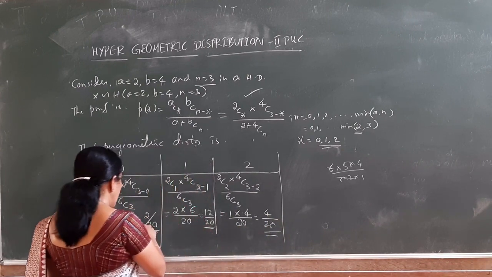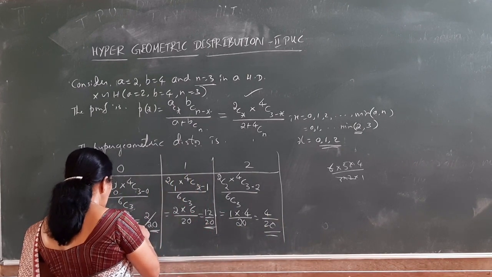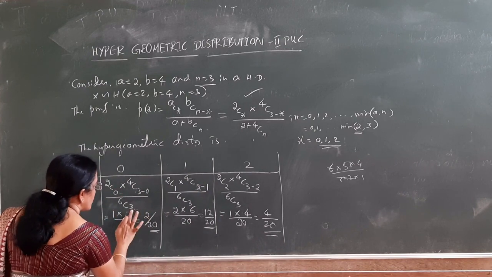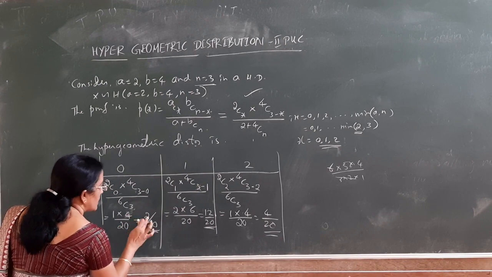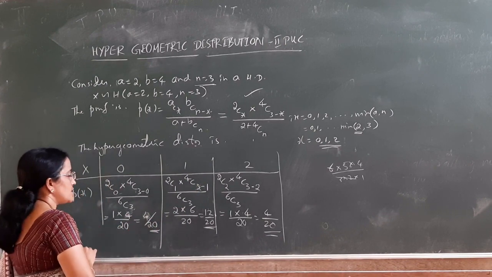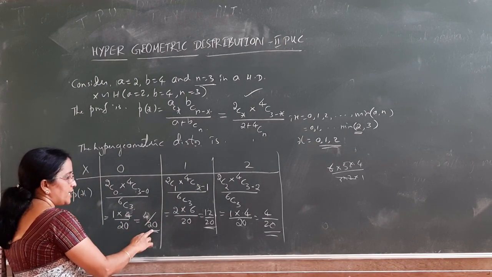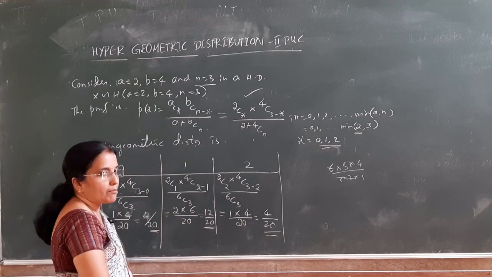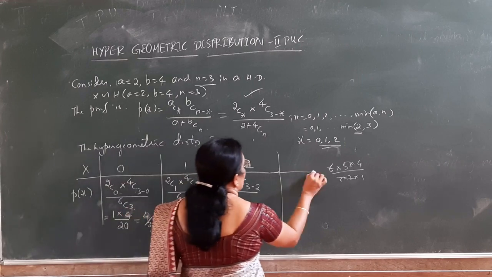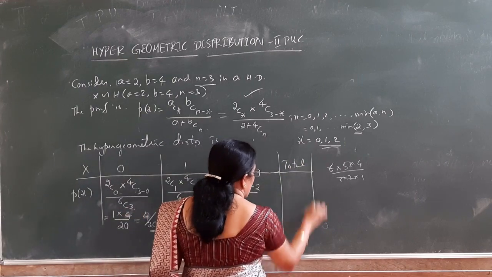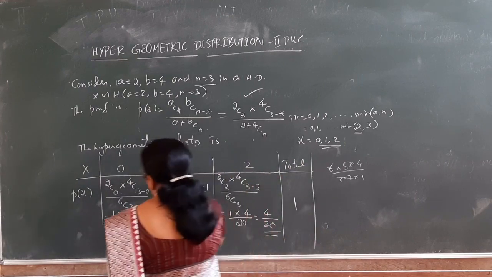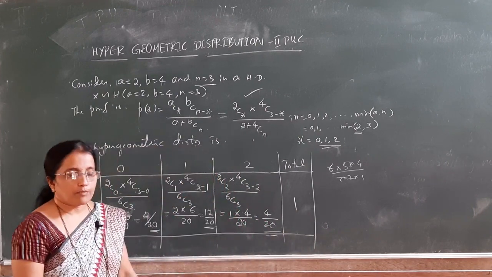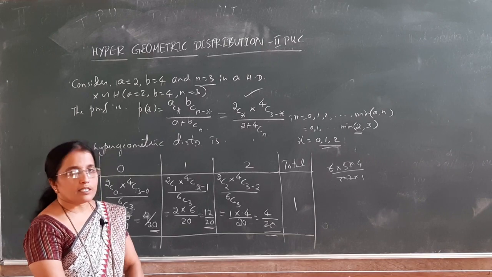See, the answers are here. The first one: 4C3 is 4 itself, not 2. So 4 by 20 plus 12 by 20 plus 4 by 20. You will get 20 by 20, which is 1. So here we got the total as 1. This is how to write the probability distribution of a hypergeometric variate x.